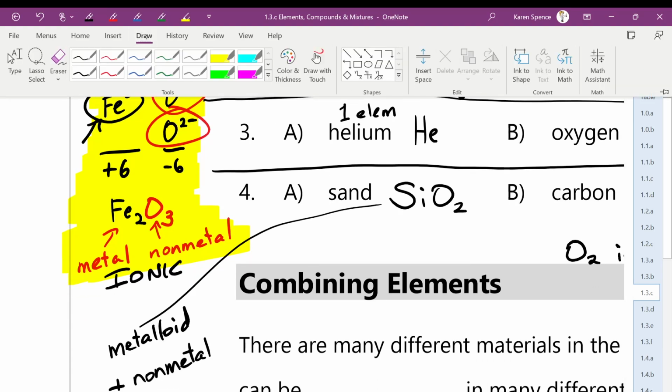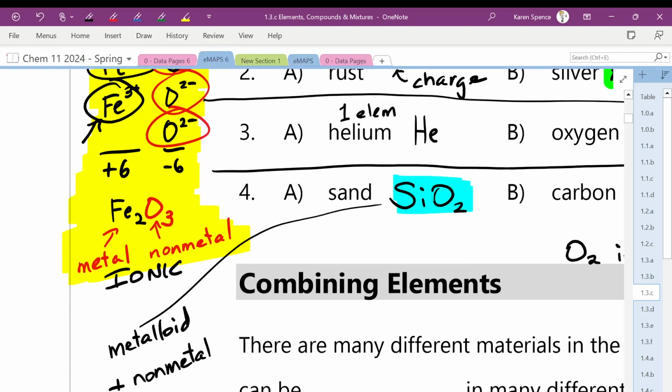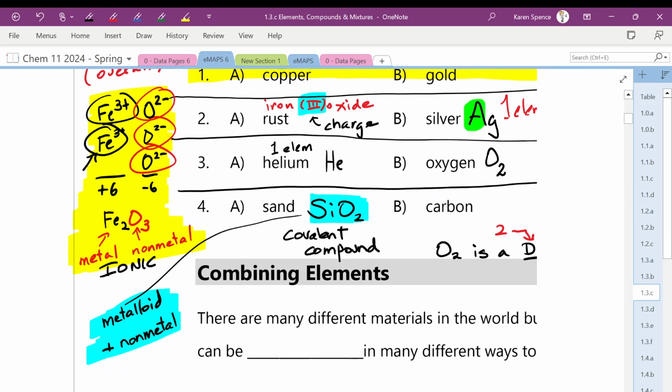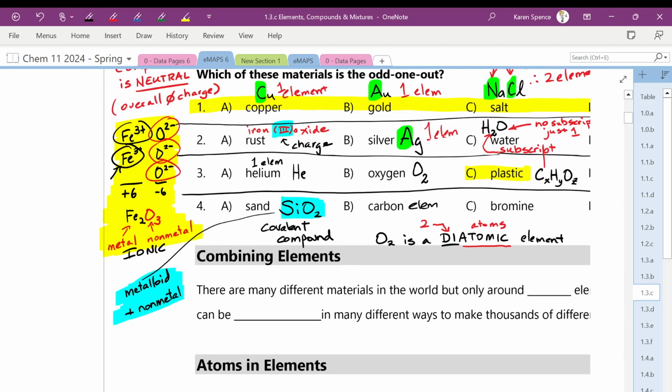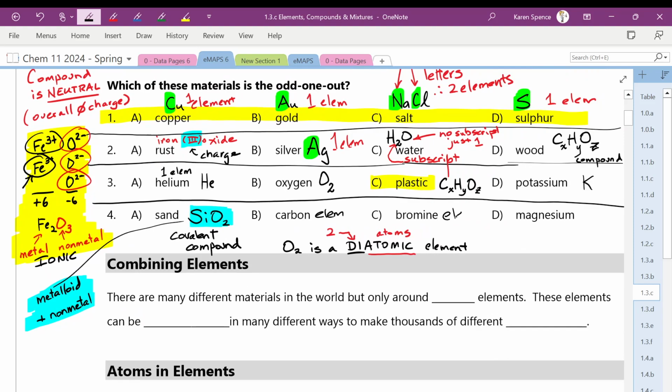SiO2 is made from a metalloid plus a non-metal. What kind of compound is that? That is a covalent compound. So we have a covalent compound, we have an element, we have an element, and we have an element, so sand is the odd one out.